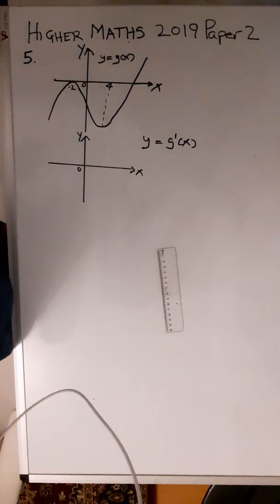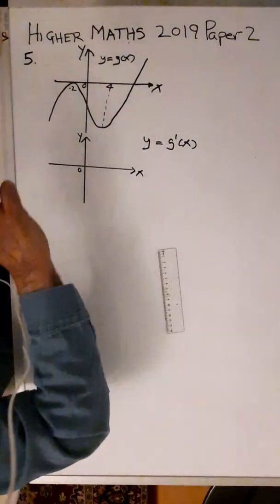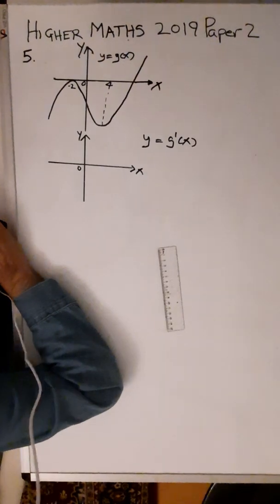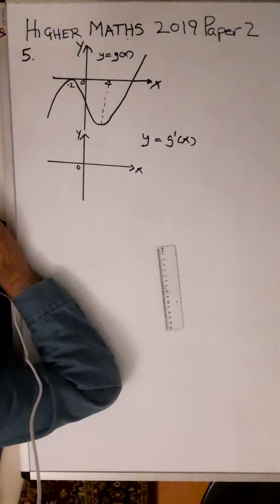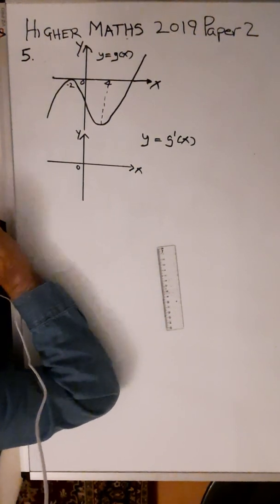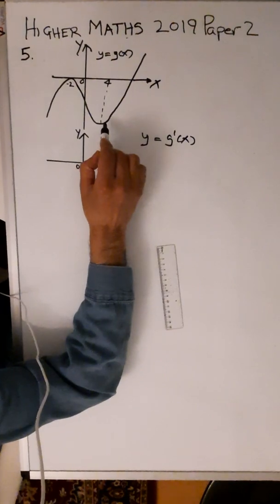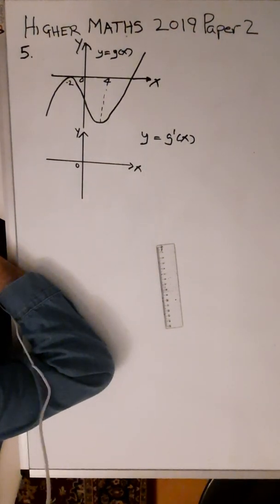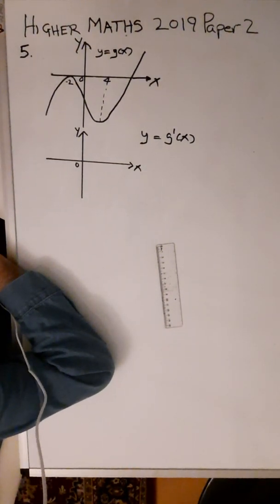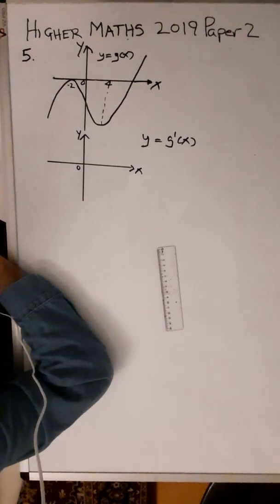Higher Maths 2019 Paper 2, question number 5. The diagram below shows the graph of a cubic function y equals g of x with stationary points at x equals minus 2 and x equals 4. On the diagram in your answer booklet, sketch the graph of y equals g dashed of x. This is for 2 marks.